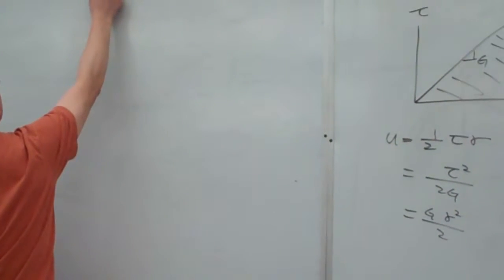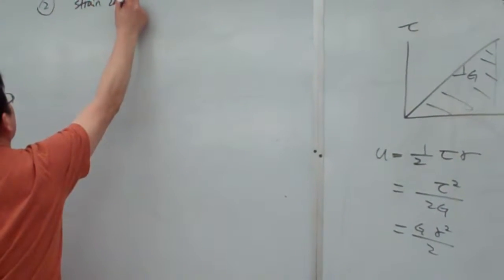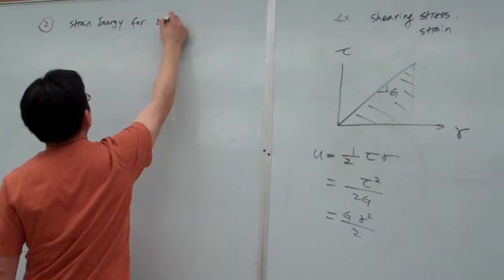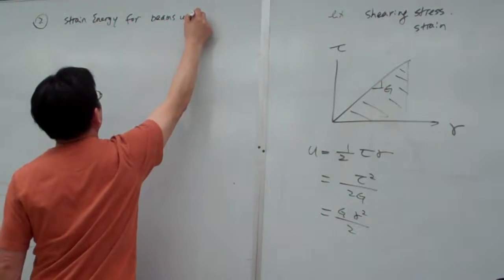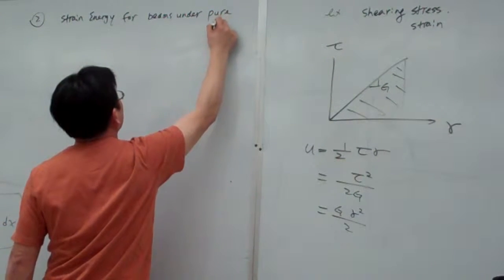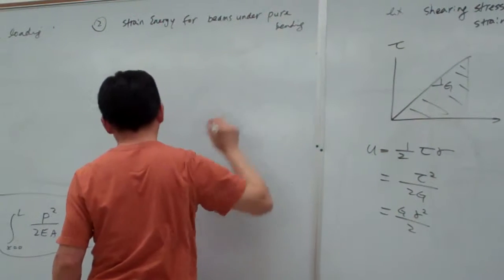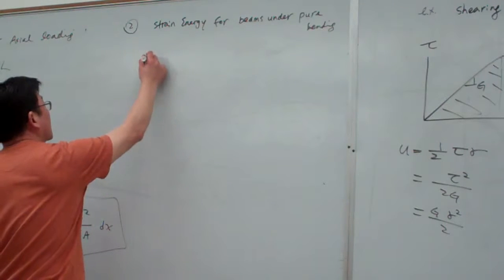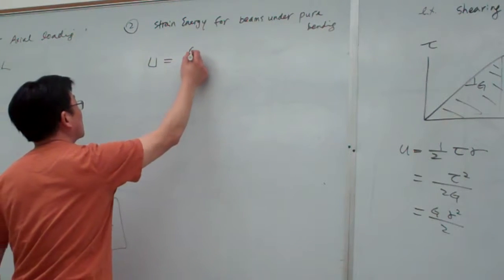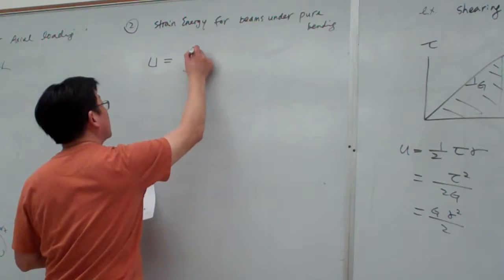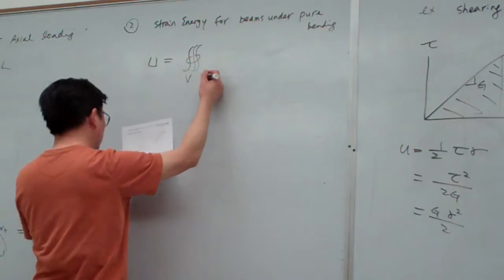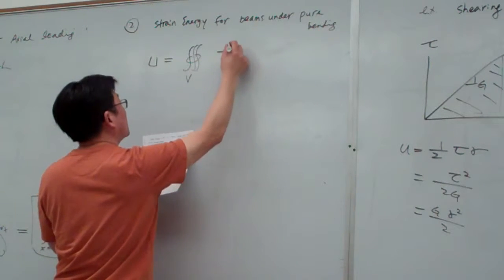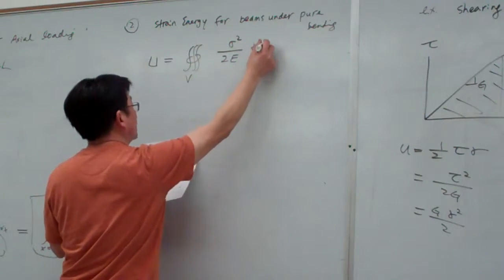The energy for beams under pure bending. Again, the U equal to the volume integral of 1/(2E) sigma squared dV.